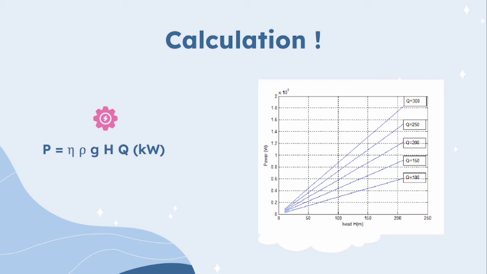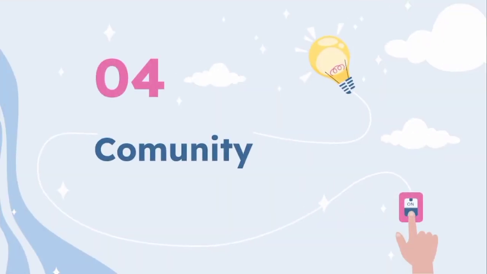See, easy, right? This table tells you that the higher the flow rate and the higher the head, the higher the power they will generate. So let's go to section 4 about community. In this section, I'm going to talk about community.